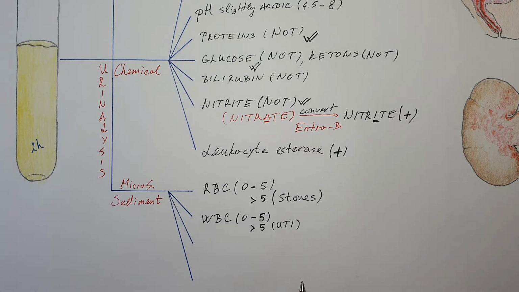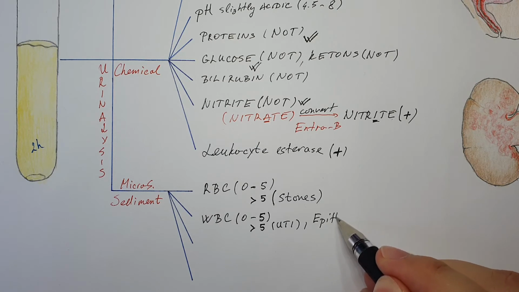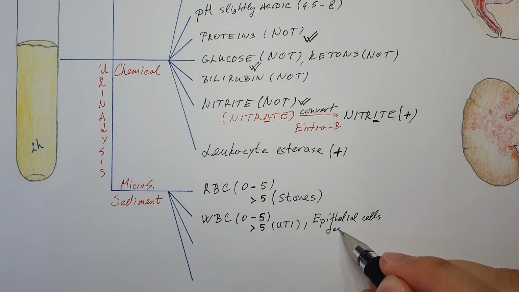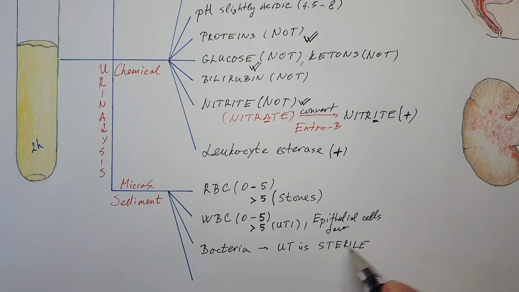Then we can also find epithelial cells in our urinary tract. It is normal to find a few cells. If we find more of these cells, we can assume that something pathological is happening in the urinary tract. Then also we can see bacteria. It is normal that the urinary tract is sterile. That is the normal situation.